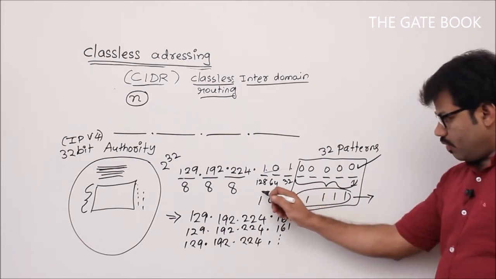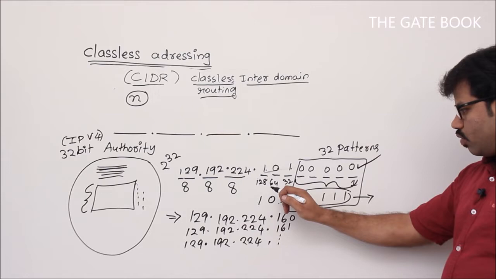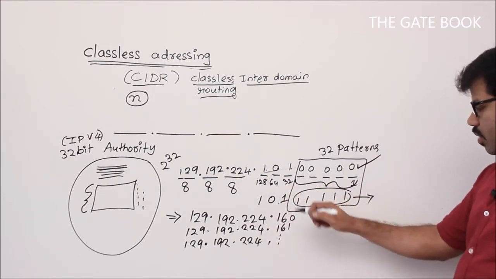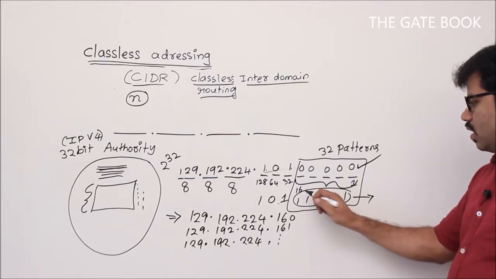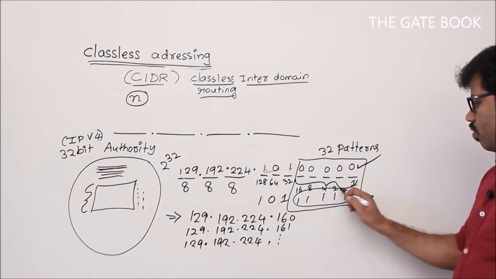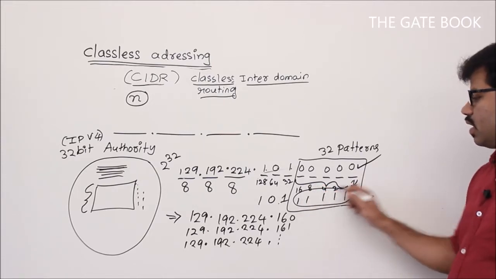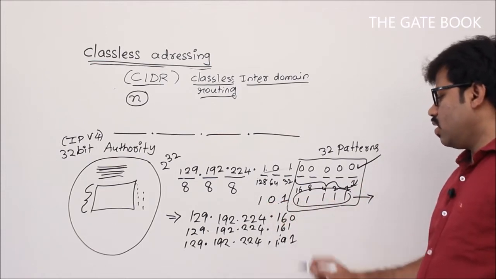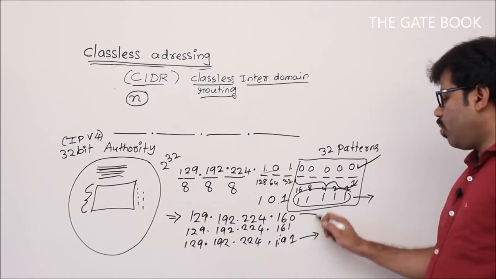So 101. Now if I simplify, 128 plus 32 is 160, plus this extra 5 bits. What is the weightage of the extra 5 bits? It would be 16, 8, 4, 2, 1, so it will be 31. 31 plus 160 is 191. That means 160 to 191 will be provided.